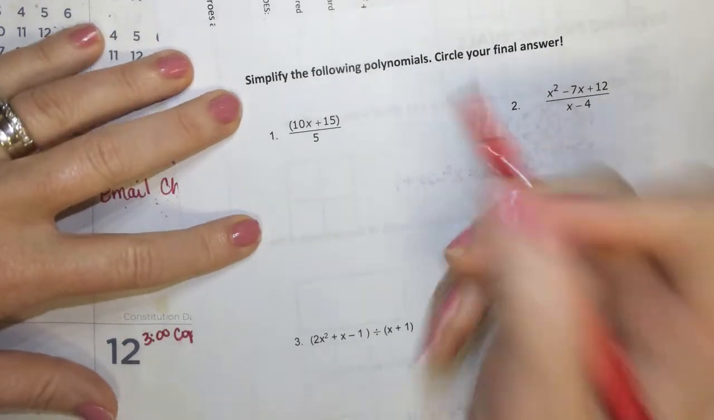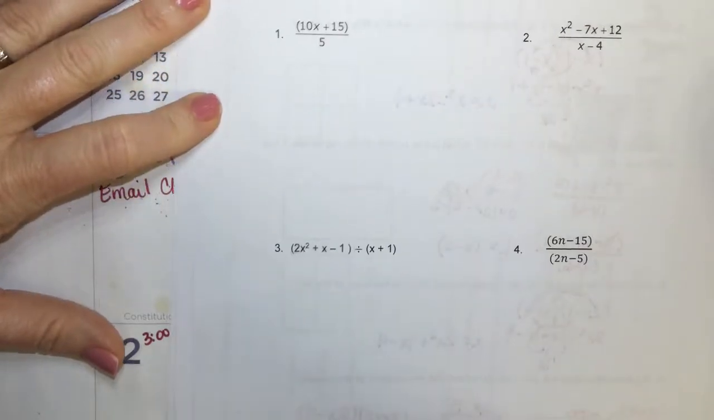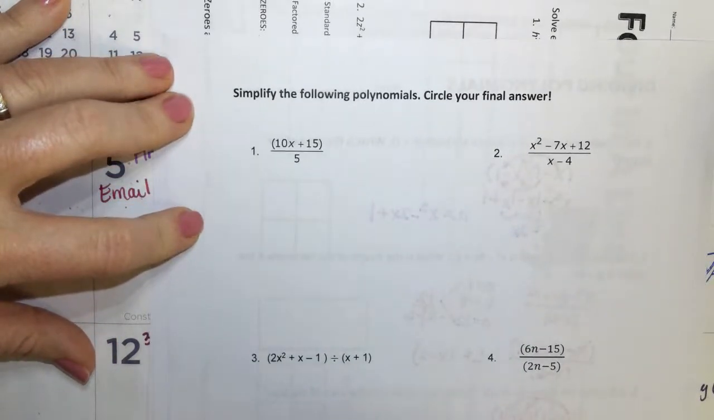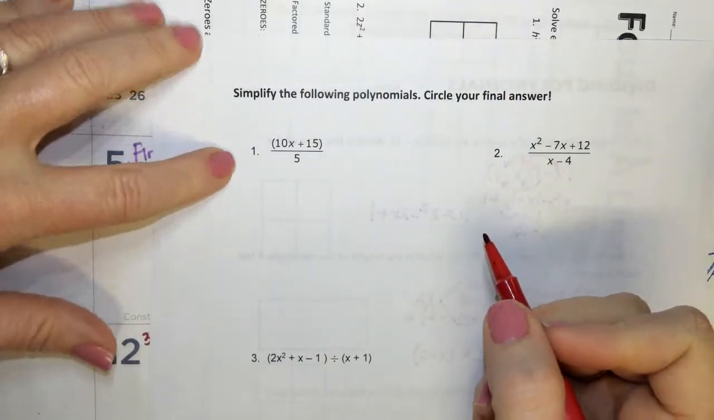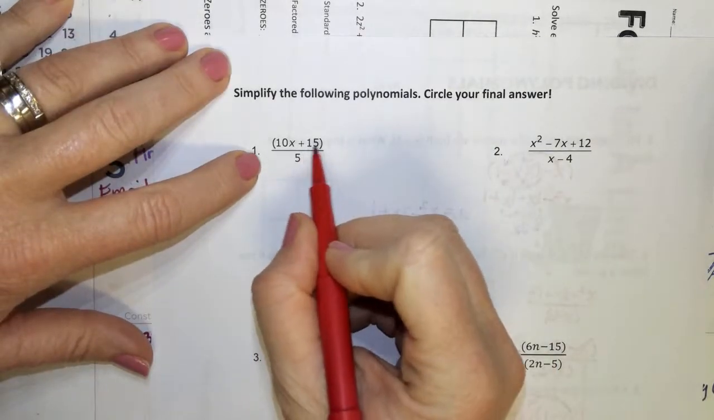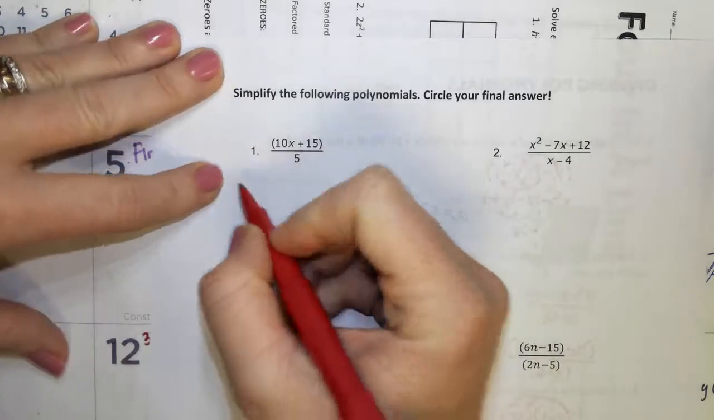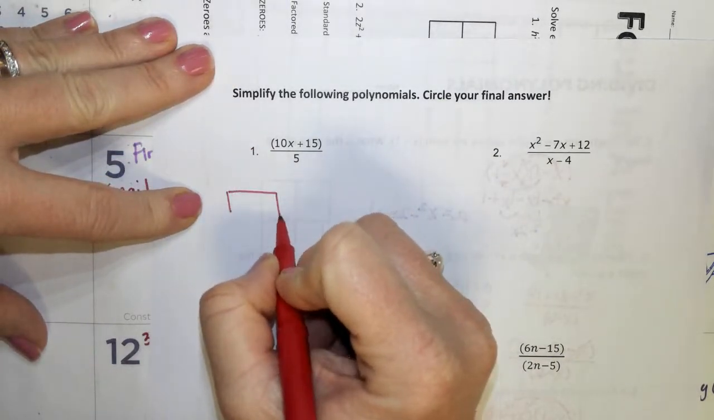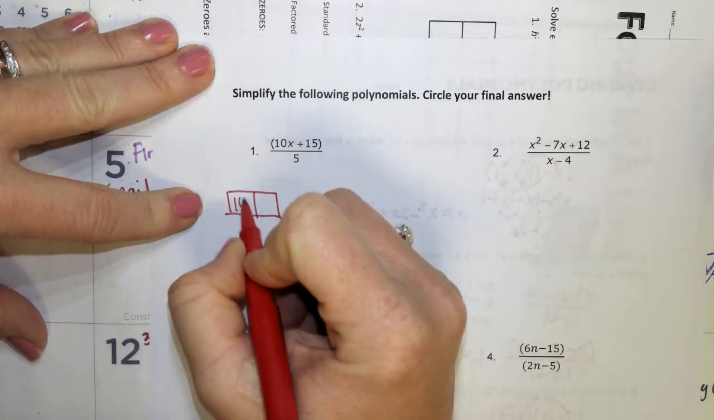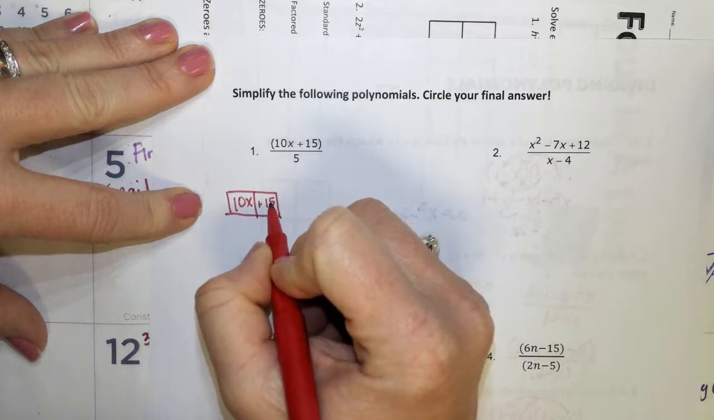All right. So now 1 through 6, we're just going to be simplifying each of the polynomials. So the first one is 10x plus 15 divided by 5. So I need to factor out the top, so that means I'm going to use my smaller box here. So I have 10x plus 15.